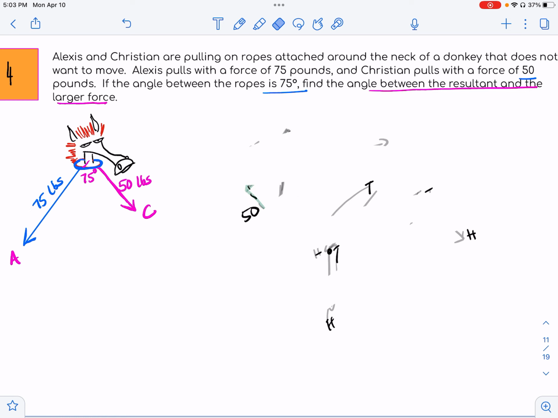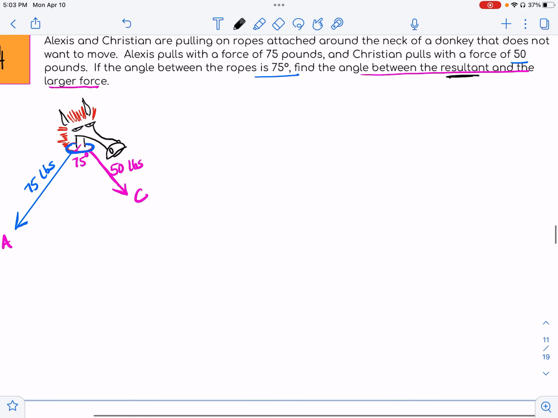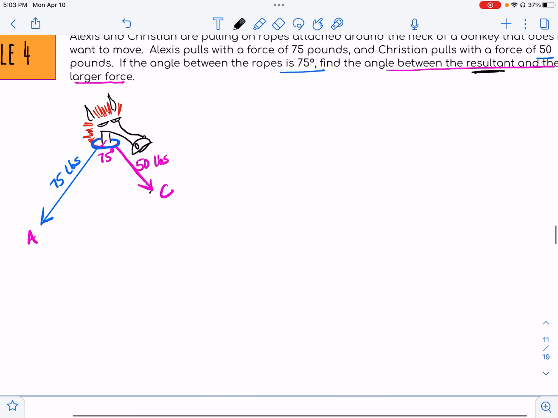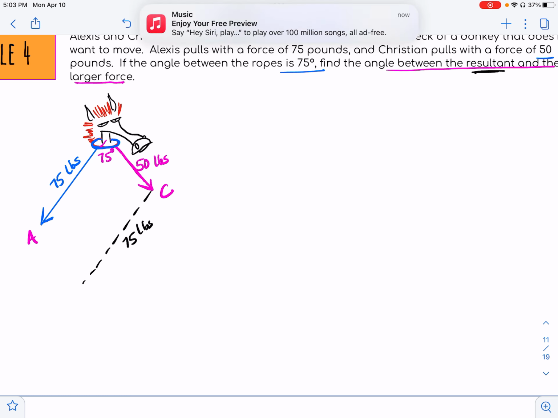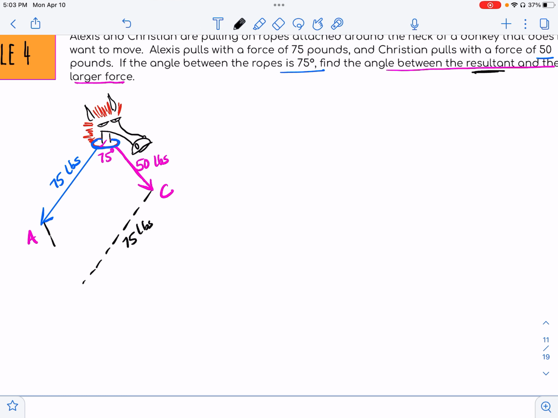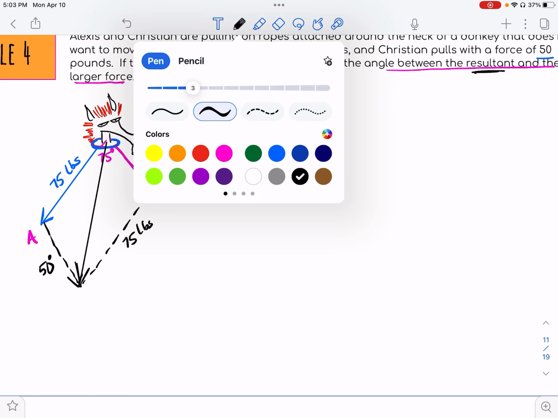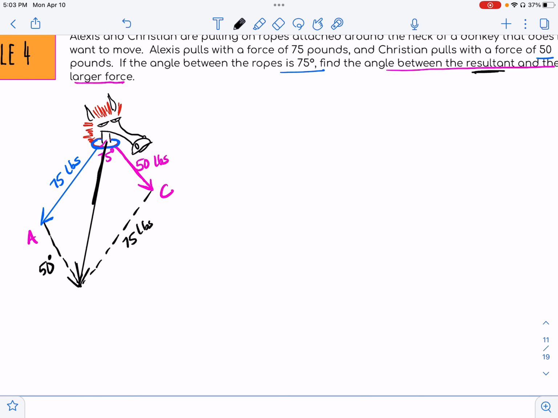Keep that in mind. So to be able to find the angle between the larger force and the resultant vector, I have to first find the resultant vector. So let me go ahead and finish that. There's 75 pounds, and here's the 50-pound Christian. Now, the resultant is from start to finish, just this one here. Let's make it a little thicker.